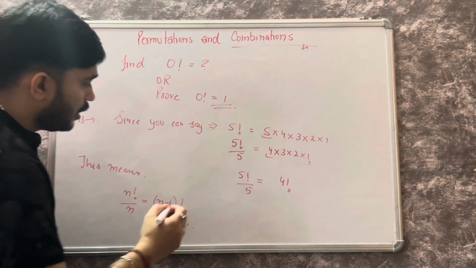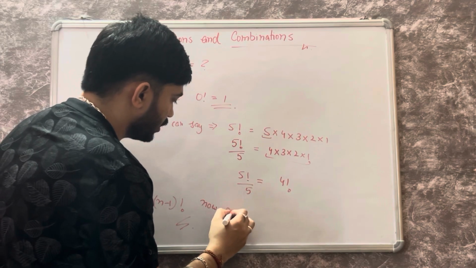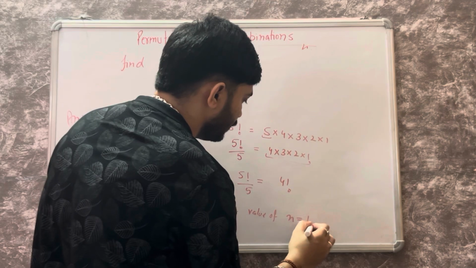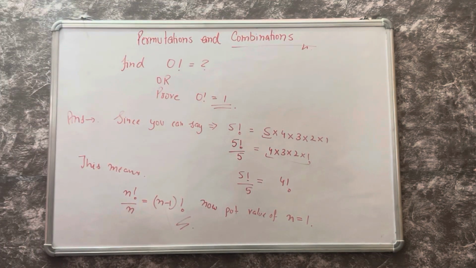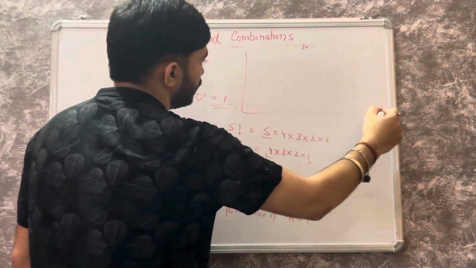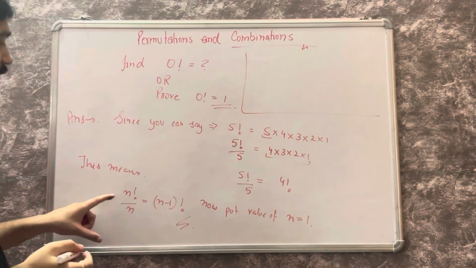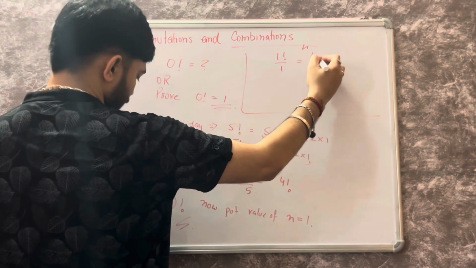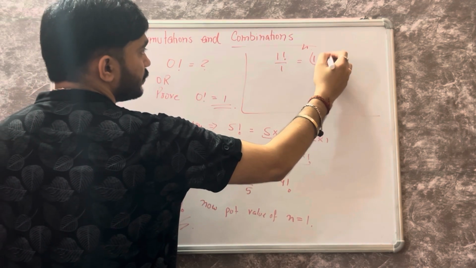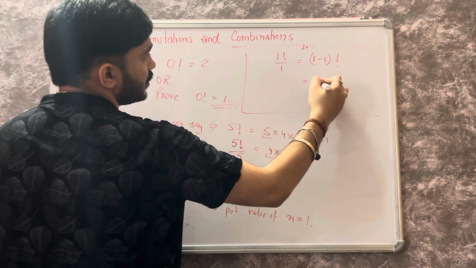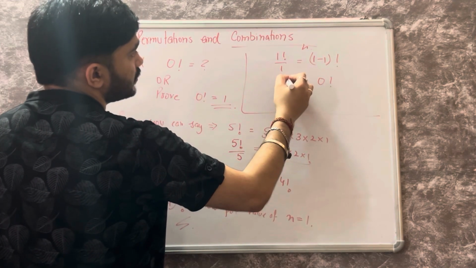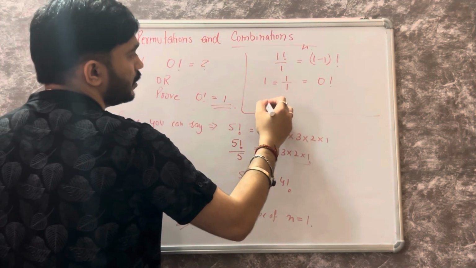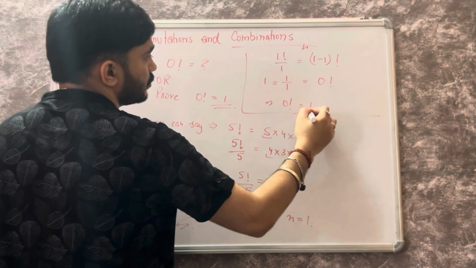Yes. Now put the value of n equal to 1. If you put the value of n equal to 1, you are going to get 1 factorial divided by 1 equal to 1 minus 1 factorial. 1 minus 1 is 0 factorial. 1 factorial answer is 1, we have already found the answer of it, divided by 1, 1 upon 1 is equal to 1. So you will get the answer 0 factorial is equal to 1. Any doubt?